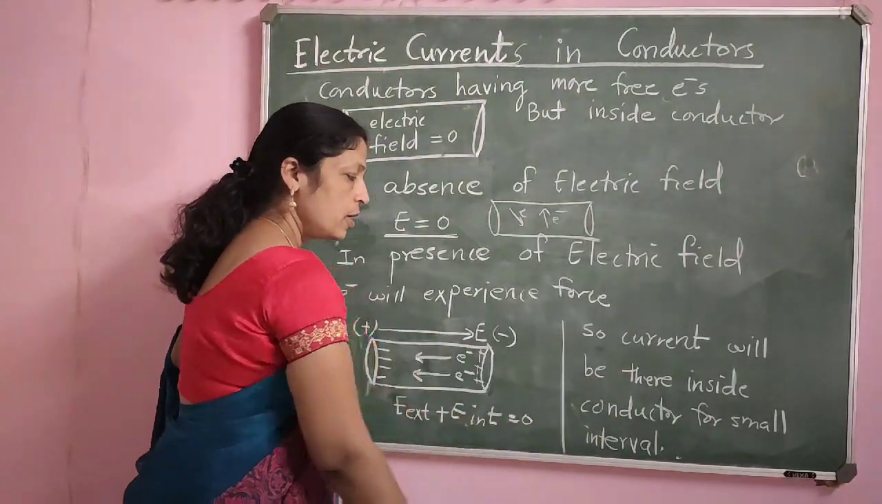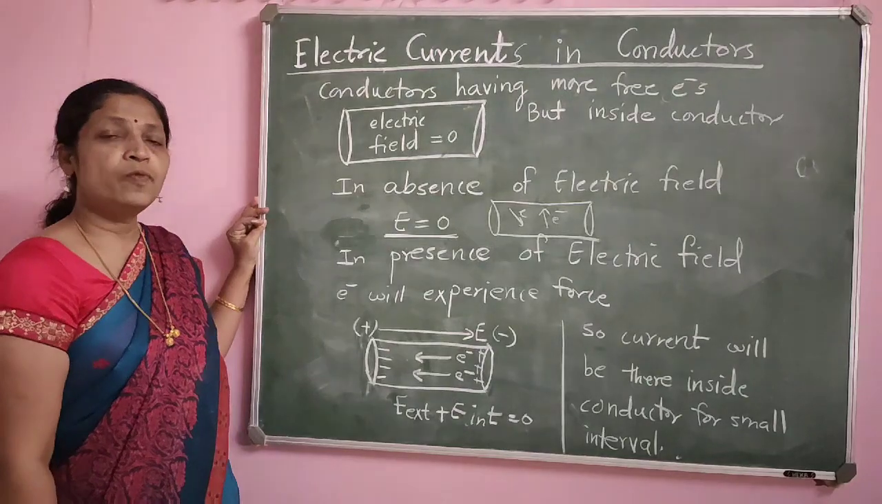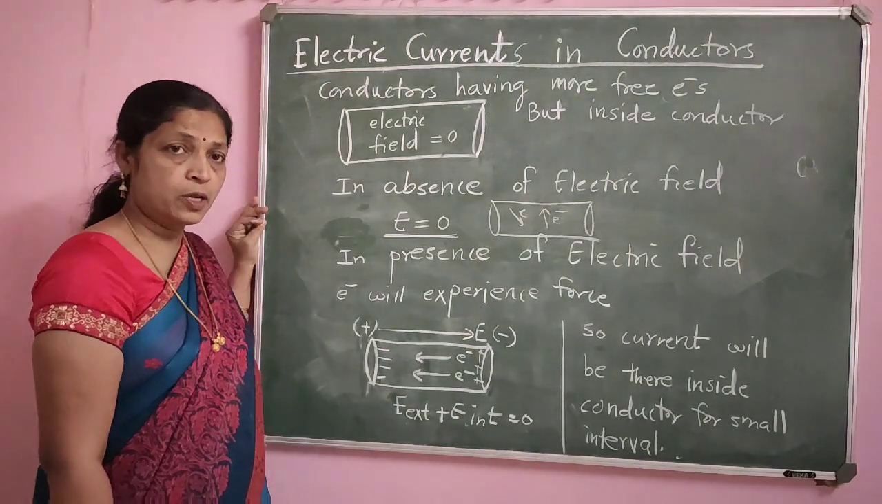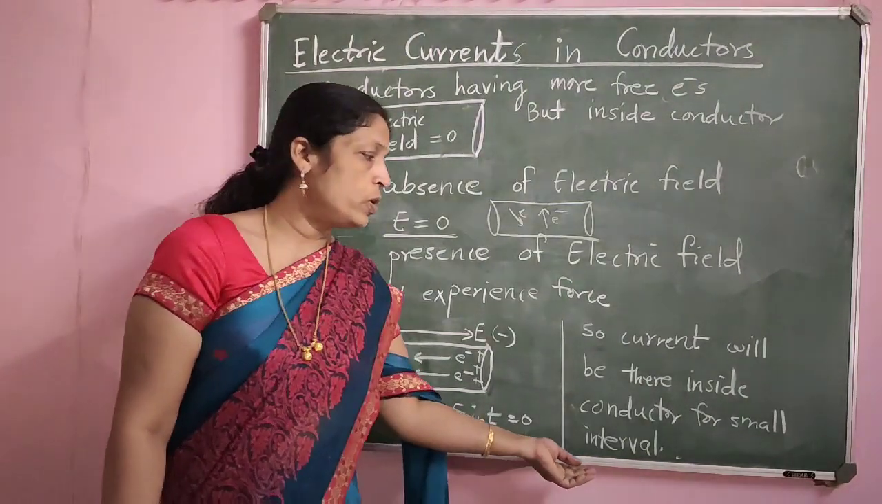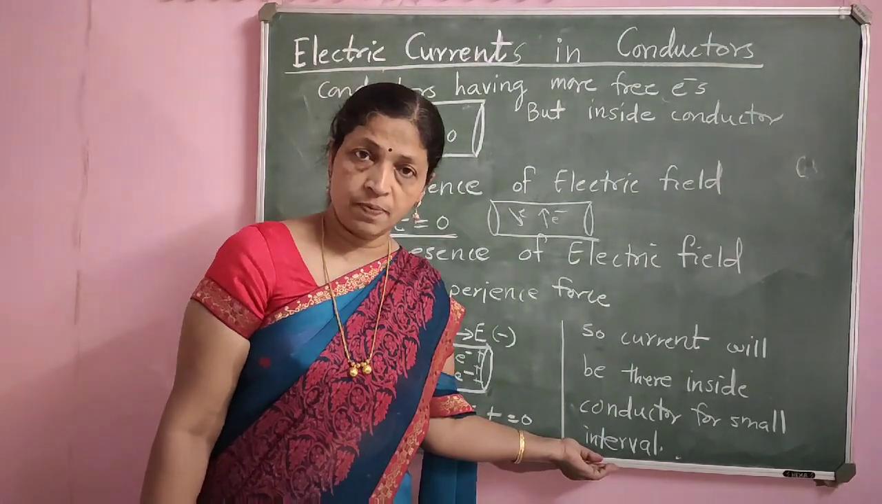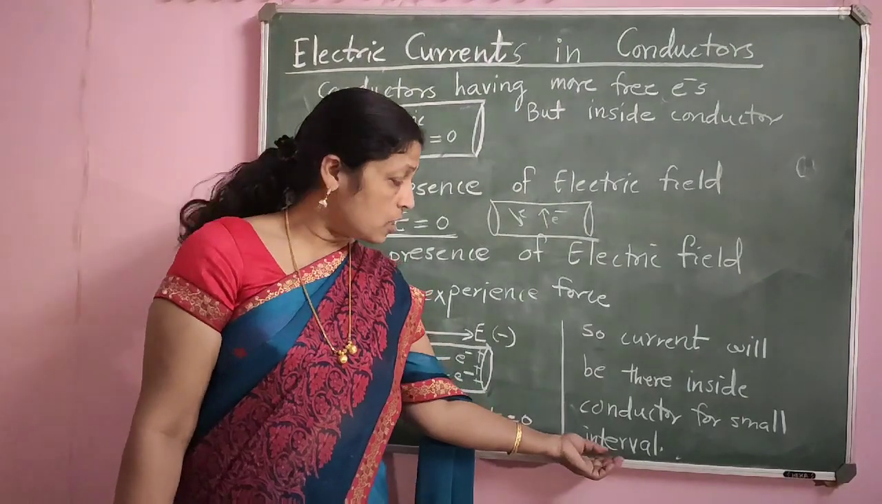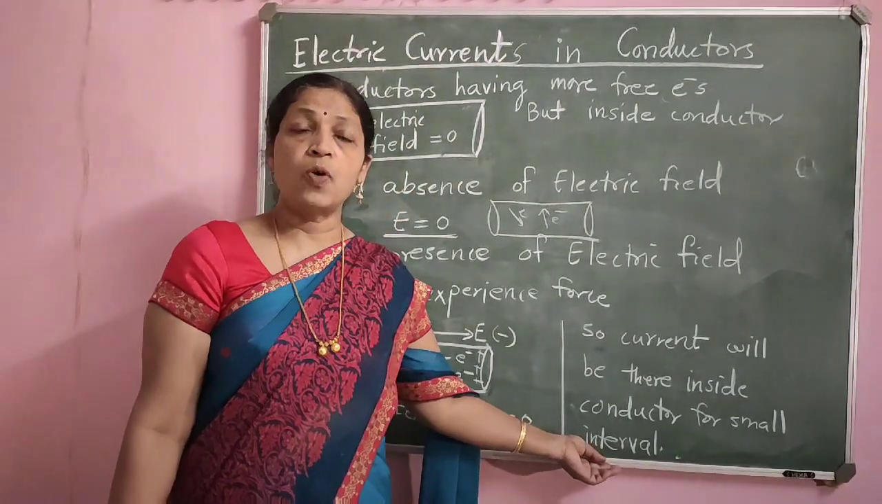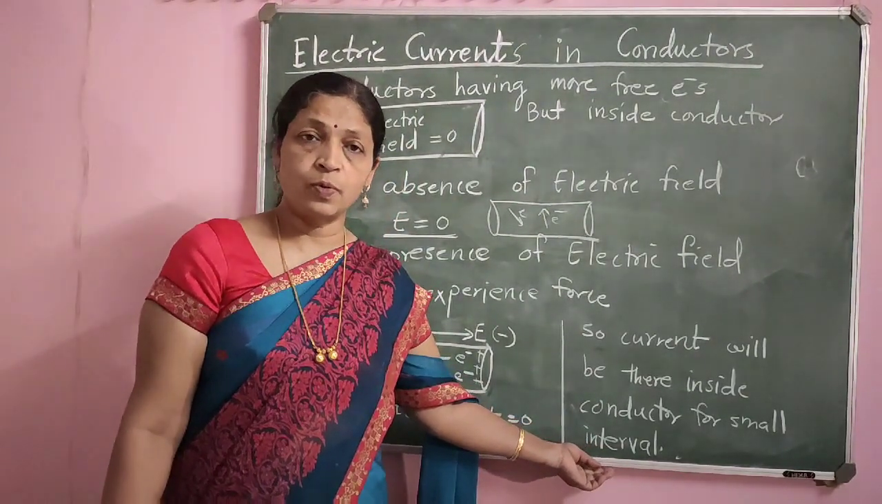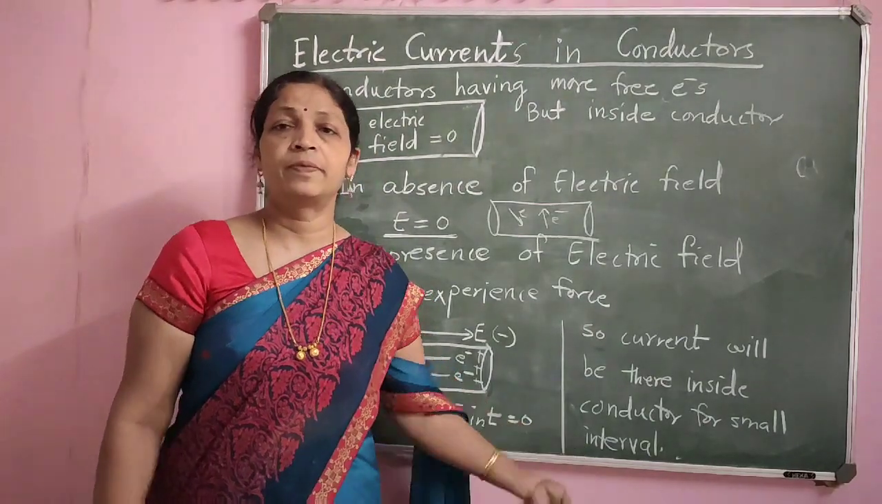So the current inside the conductor, when we apply an external electric field, will be there only for a small interval of time. But if we want the current continuously for a longer time, what we have to do, we will see in the next slide.